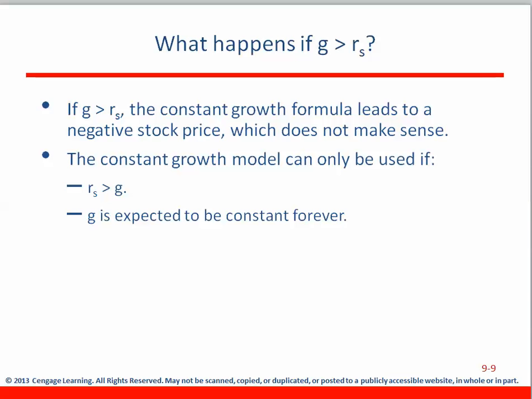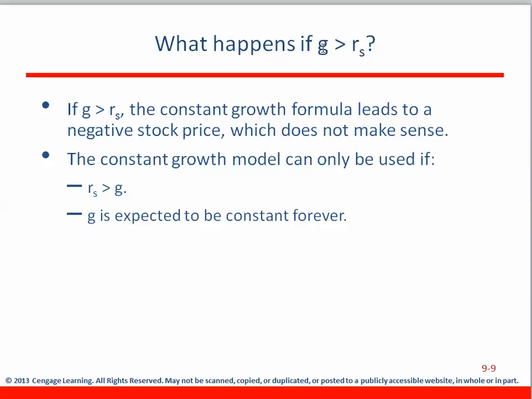Okay, so what happens if G is greater than RS? The answer is it can't be, it's impossible. And the reason is not just mathematical, it's because G is the capital gain. It's the rate at which the stock and the dividend are growing, and so that's the capital gain. Just like in those bond problems we did, remember when the yield to maturity is equal to the current yield plus the capital gain? The same thing is true with stock. The total return, RS, is equal to the dividend yield plus the capital gain. So it's not possible for G to be greater than RS.